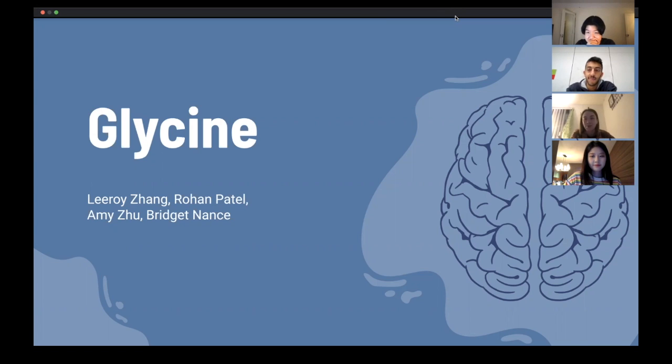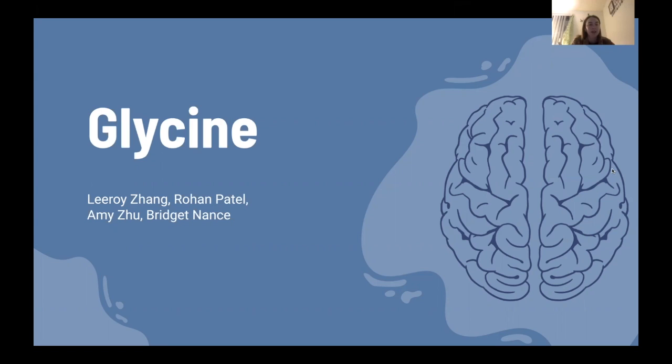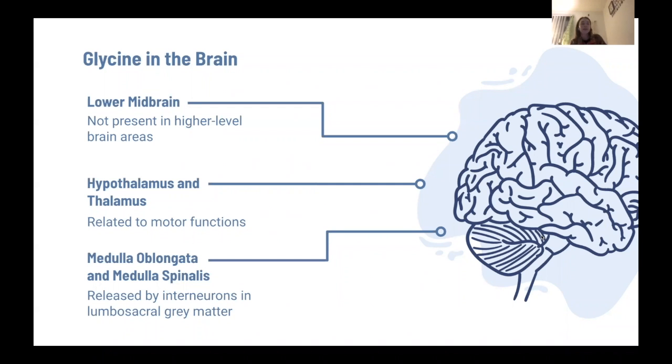Okay, so our group's presentation is about glycine. And to start out, we're going to talk about where glycine is found in brain systems. So, glycine is found in a few different places. First of all, in the lower midbrain. Overall, it's only found in lower brain levels that control motor functions and things related to that. It's not really present in higher level brain areas.